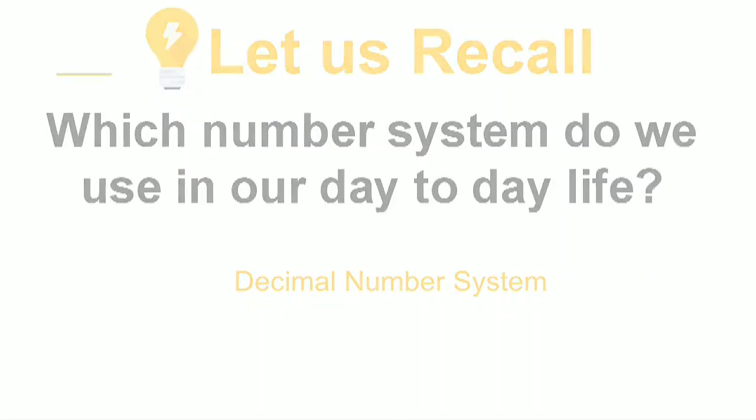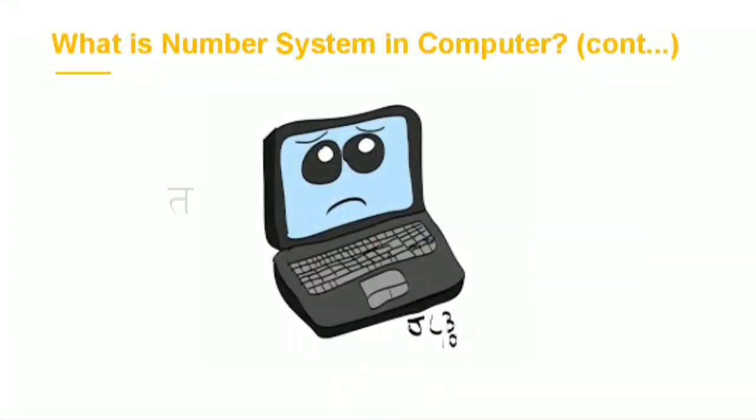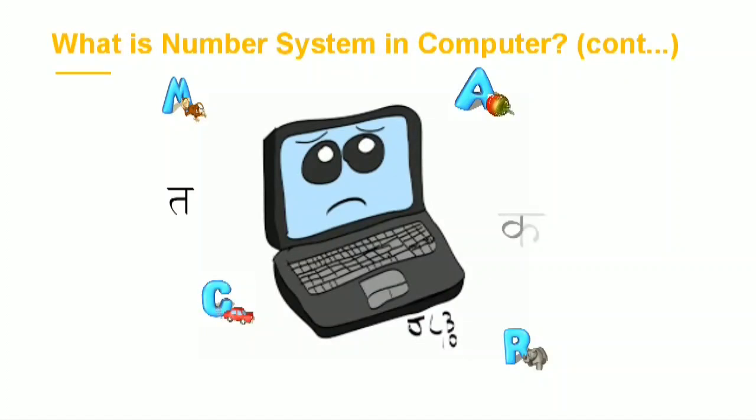Now, what is number system in computer? Computer does not understand human language because it is arbitrary. But numbers are not arbitrary, and that is why we prefer numbers to communicate with computers and machines. So if you want to communicate with the computer, you require number system.